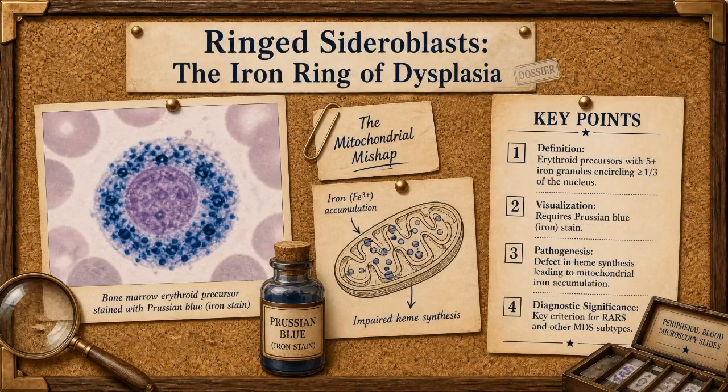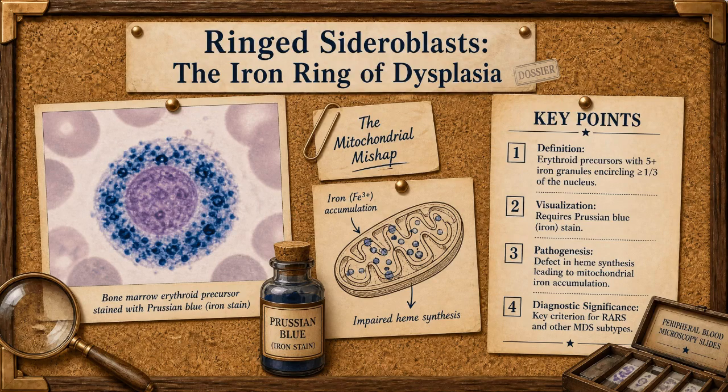Alright, histotechs, we've just discussed the various cytoplasmic abnormalities. Now, let's dedicate a whole slide to one of the most distinctive and diagnostically important features of dyserythropoiesis, the ring sideroblast. This is a cellular anomaly that, once you see it, you won't forget it, and it carries significant weight in the diagnosis of certain MDS subtypes.